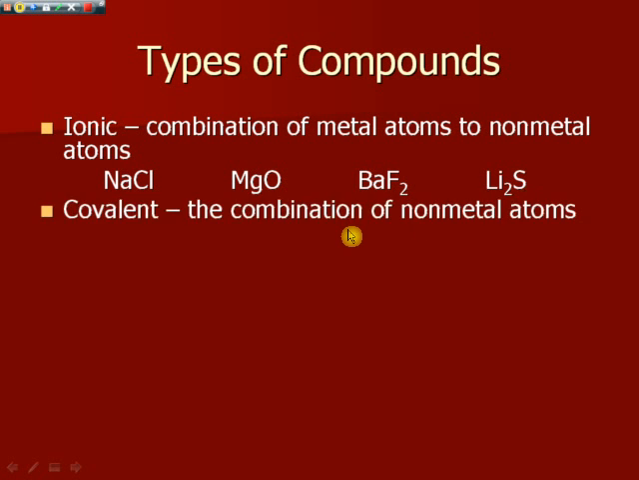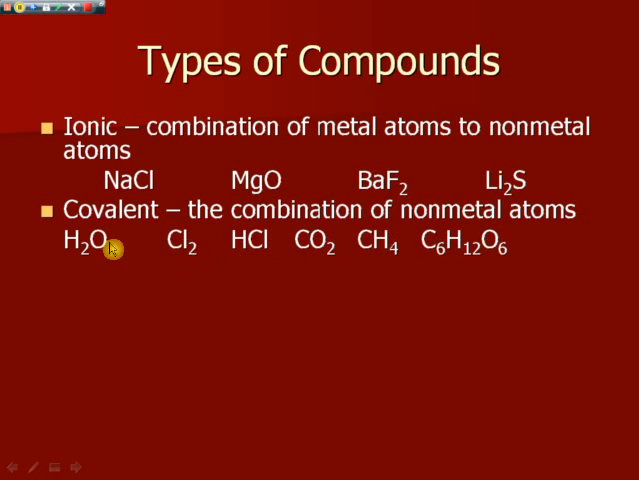Those are all non-metals. The second type of compound is a covalent compound, and remember that a covalent compound is the combination of non-metal atoms. Our examples of this include H2O, Cl2, HCl, CO2, CH4, and C6H12O6. Again, if we look at the symbols within each formula, we can see that all of these symbols are symbols of non-metal atoms.